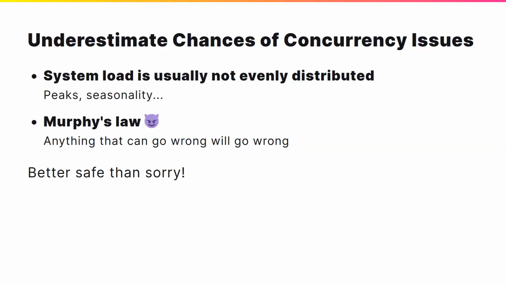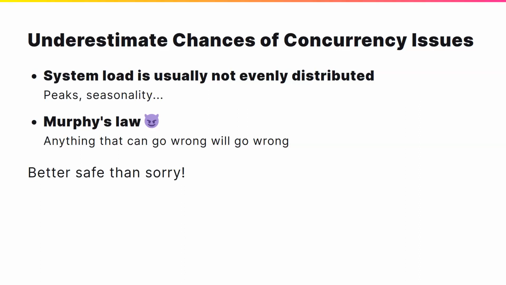So to that, I would say, usually when you do the math, you assume that the load on the system is distributed evenly. But we all know that systems have peaks, they have seasonality. You have times where you have a lot of load on the system. You have times that you have less load on the system. So when you consider the peak hours, the math changes.